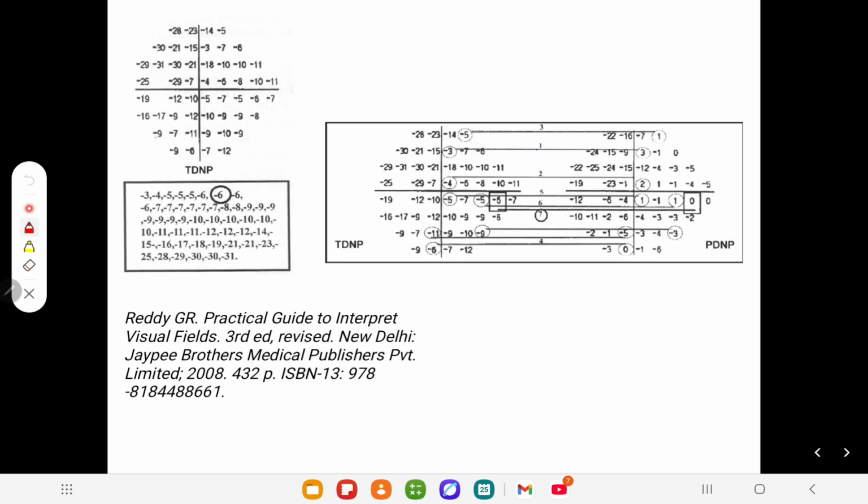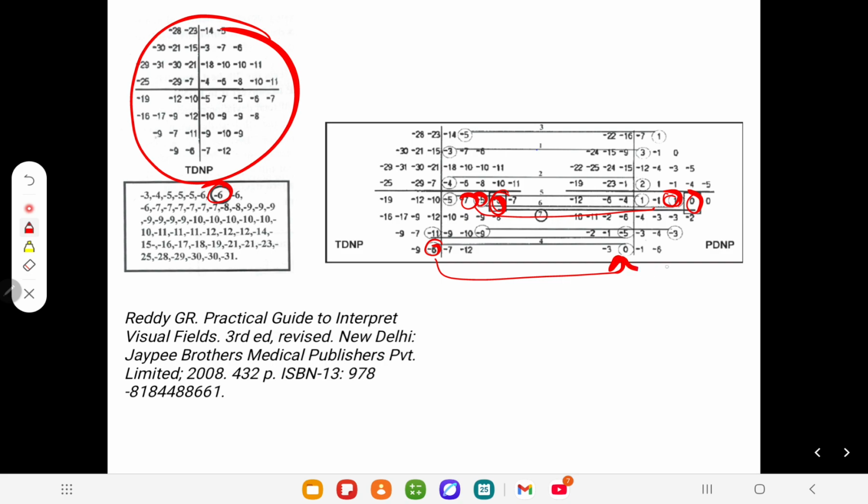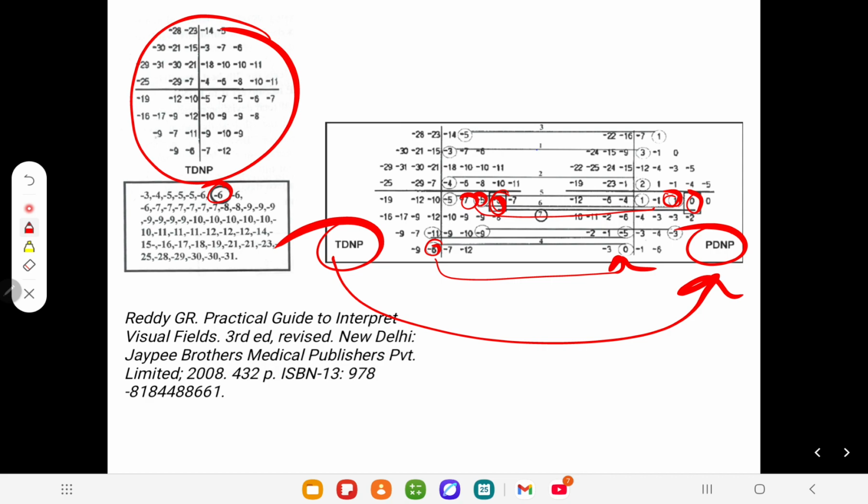It's very important. So see again in this chart, the seventh point is -6. Now see, -6 becomes 0, and -5 becomes 1. Okay, so that's how it goes. -7 becomes -1. And -6 becomes again 0. So the total deviation numeric plot becomes the pattern deviation numeric plot. What we are doing is taking the seventh position and making it 0.